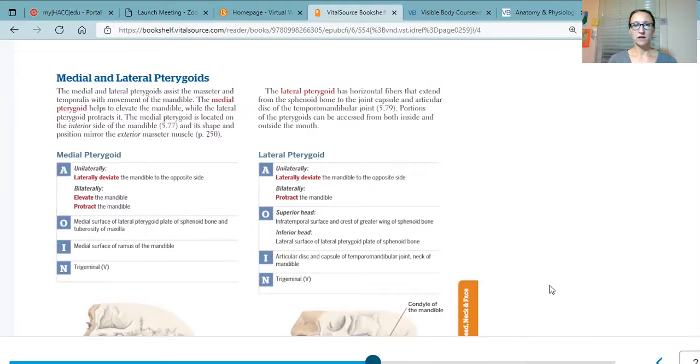Medial and lateral pterygoids actually do different things, but they are on the inside or interior surface of the mandible, okay? So these are largely not palpable, at least not as a massage student. They are palpable if you use a glove and you go into the mouth and use your fingers on the opposite side of the mandible to work these muscles. However, that's not something that we're going to be doing in class.